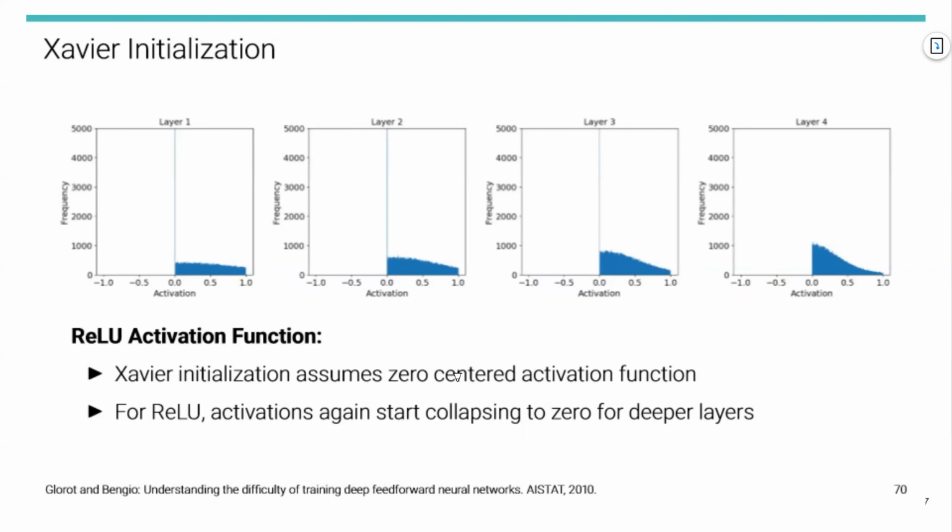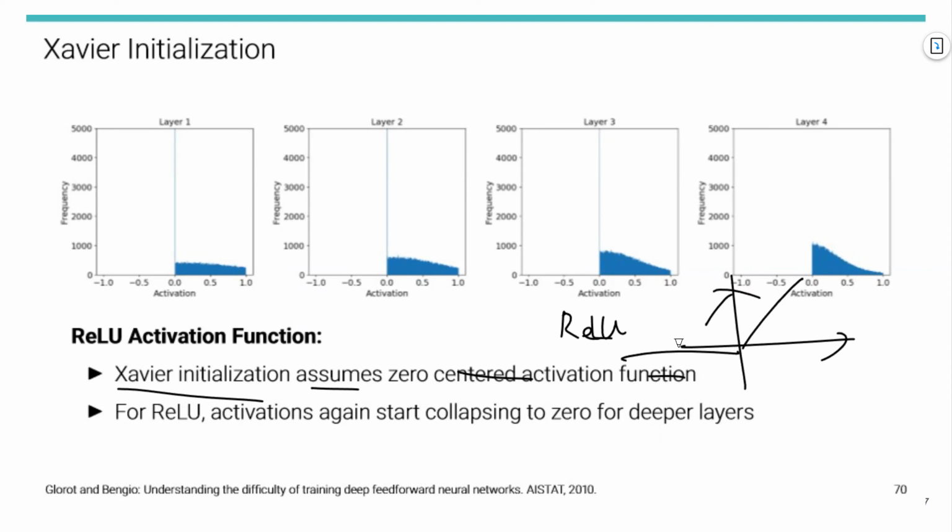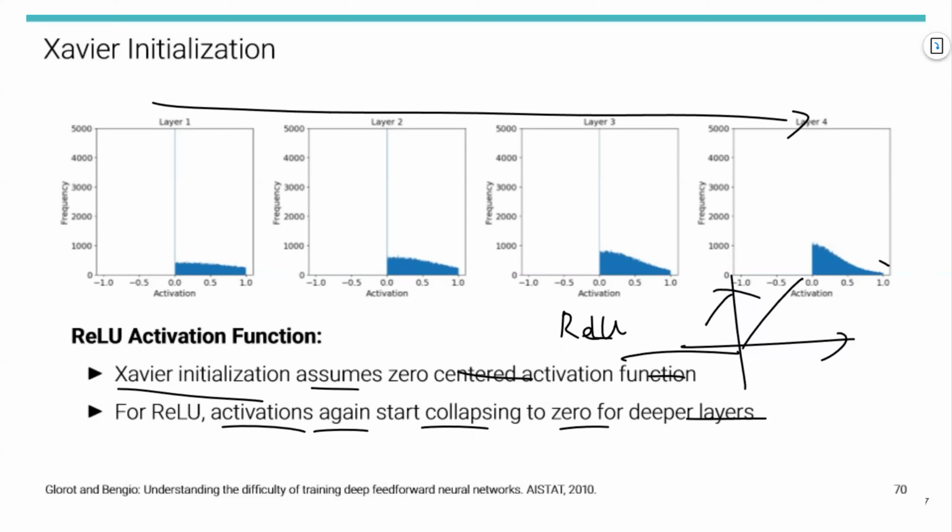However, for ReLU activation, it's a little bit different. The Xavier initialization assumes a zero-centered activation function. However, ReLU is not zero-centered. As you all know, it looks like this. For ReLU, activations again start collapsing to zero for deeper layers. So as you go deeper, elements tend to gather here.